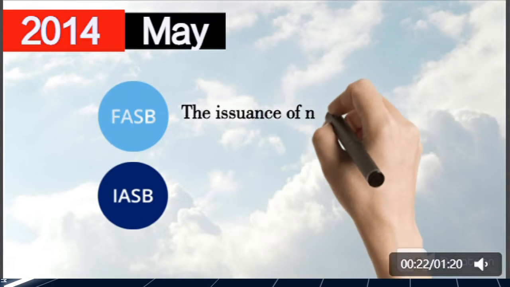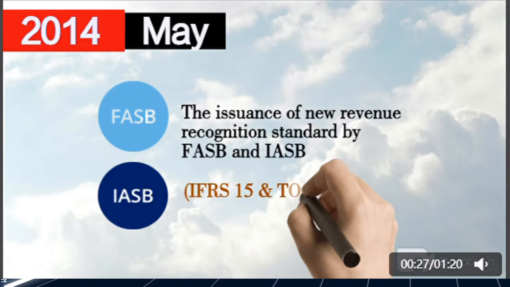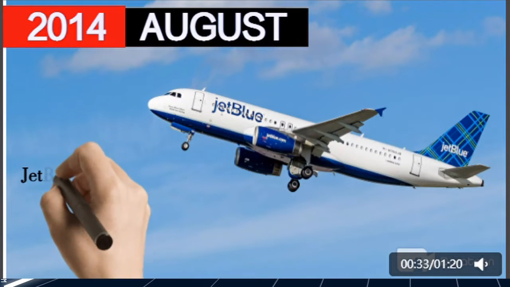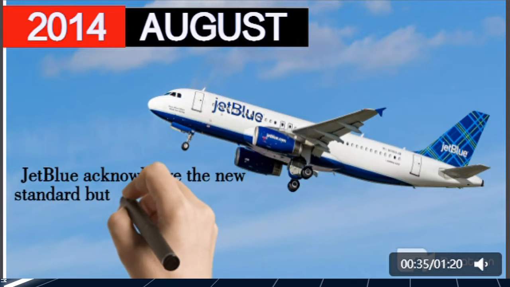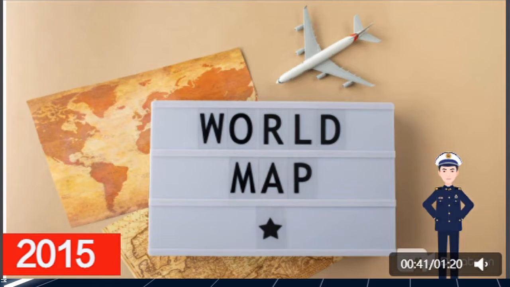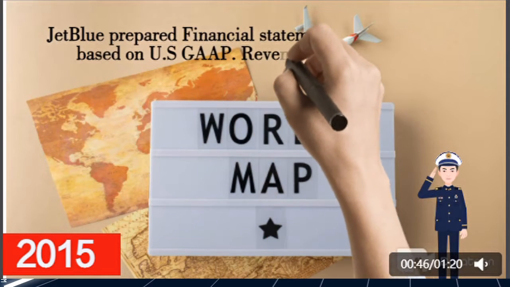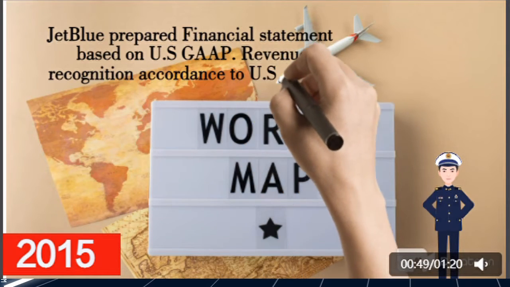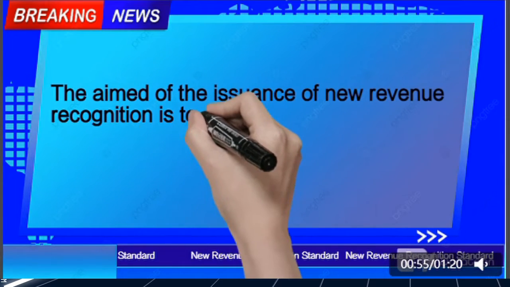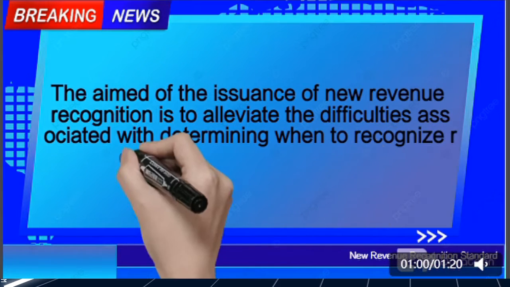The issuance of the new revenue recognition standard by FASB and IASB. JetBlue acknowledged the new standard but had not yet determined the full impact of the adoption. JetBlue prepared financial statements based on US GAAP, with revenue recognition in accordance with US GAAP. The aim of the issuance of the new revenue recognition standard is to alleviate the difficulty associated with determining when to recognize revenue and at what amount.